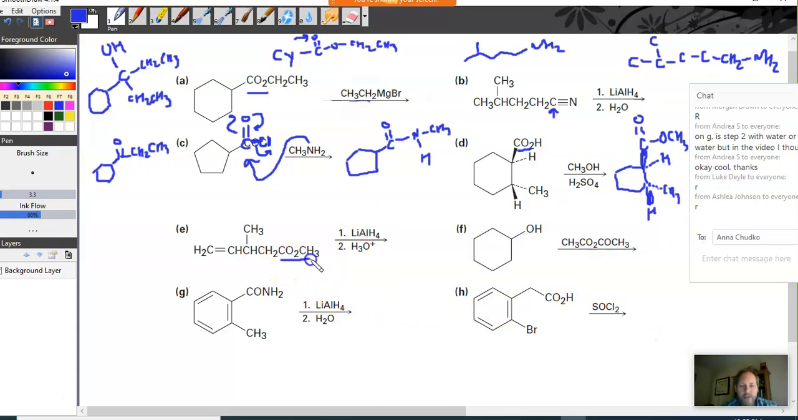LAH, notice we have an ester right here, so it's going to reduce off that ester. So your final product will be a double bond CH, that's the CH, and then you'll have a CH2OH. So this carbon right here becomes an alcohol. This gets cleaved off. 1, 2, 3, 4, 5 plus your OH, and nothing we put there. So if you want to put it in the skeletal structure, that's what it'll look like.